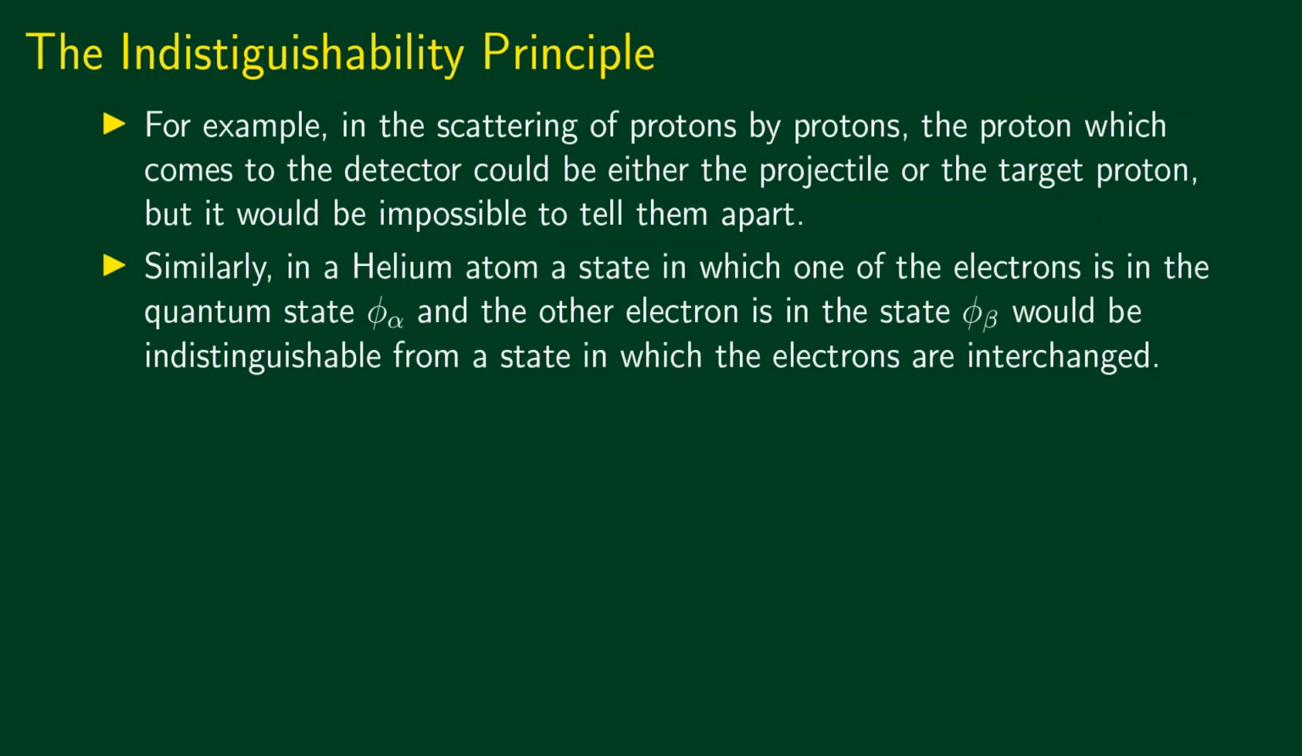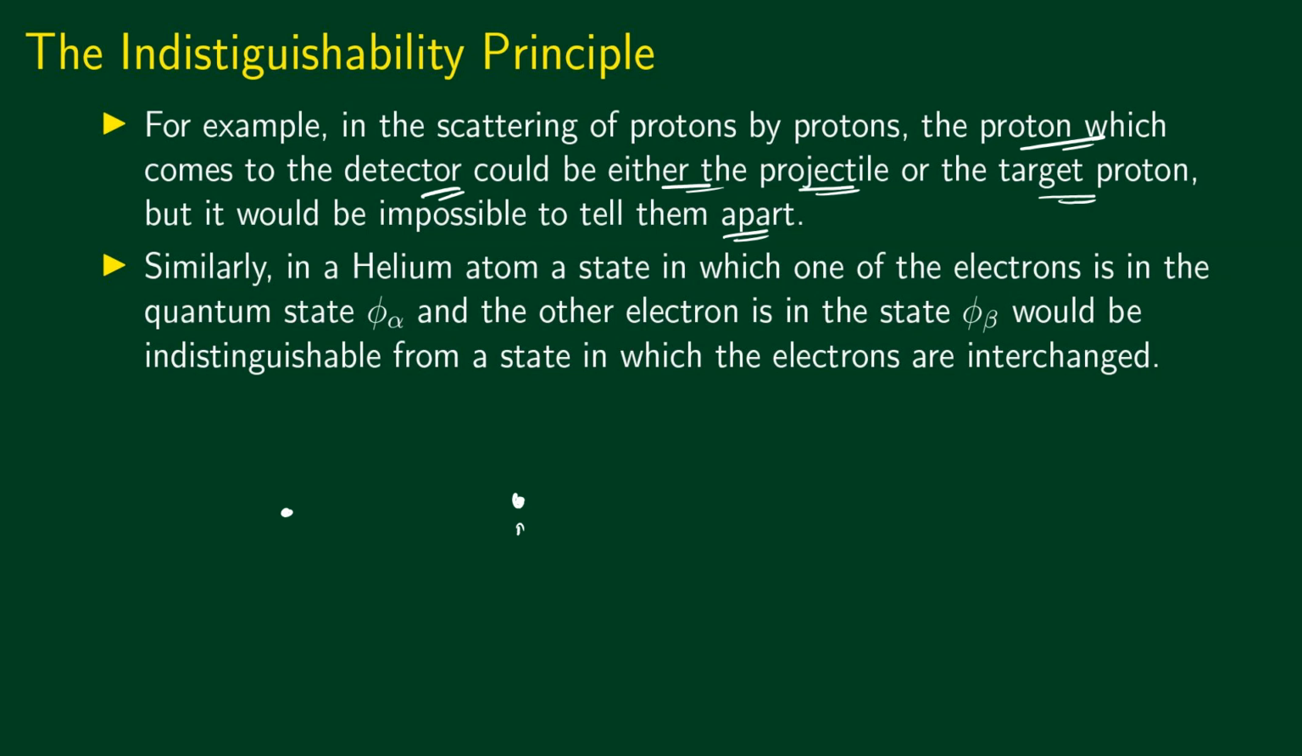For example, consider the scattering of protons by protons. So let's say we have a target proton and a projectile proton. They scatter, and let's say that we have detectors which can detect protons after scattering. But the proton that comes to the detector could either be the projectile or the target proton, and it would be impossible to tell them apart. There's no way of telling whether it's the projectile proton or the target proton that has registered in our detector. And this indistinguishability actually has measurable consequences, as we shall see soon.